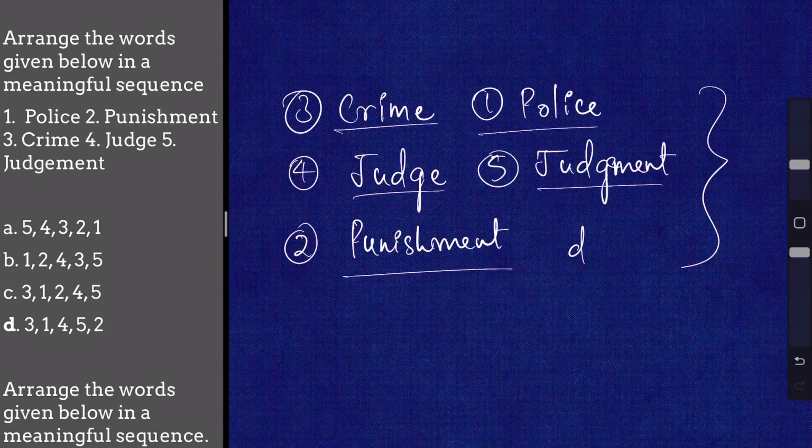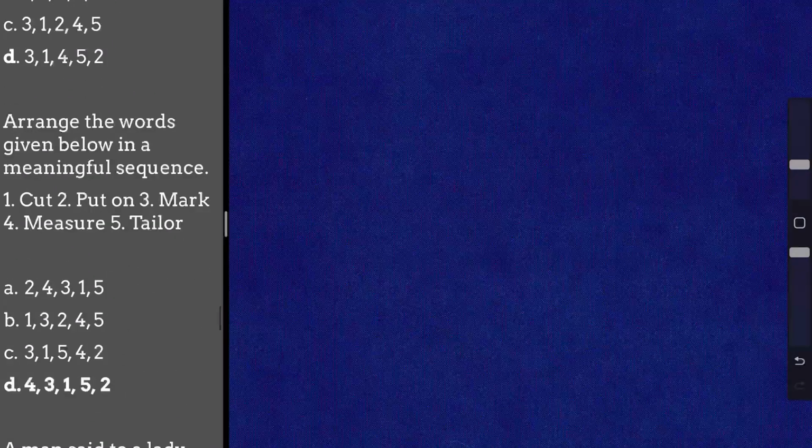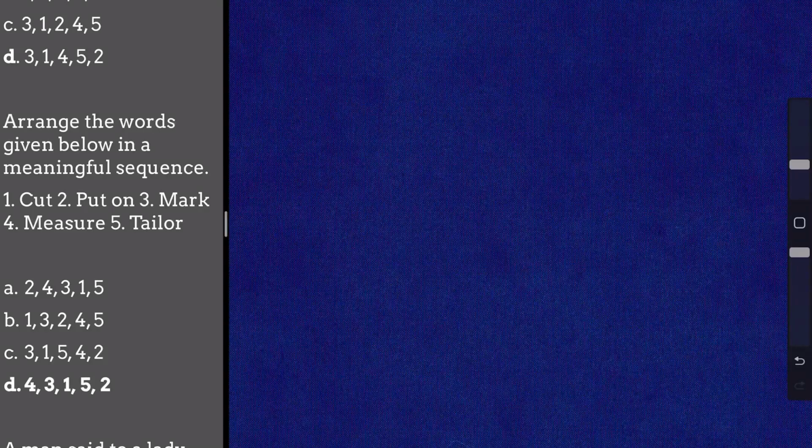So which is there in option D. So therefore D is the right answer. Next, arrange the words given below in a meaningful sequence. Once again, similar option or other question.